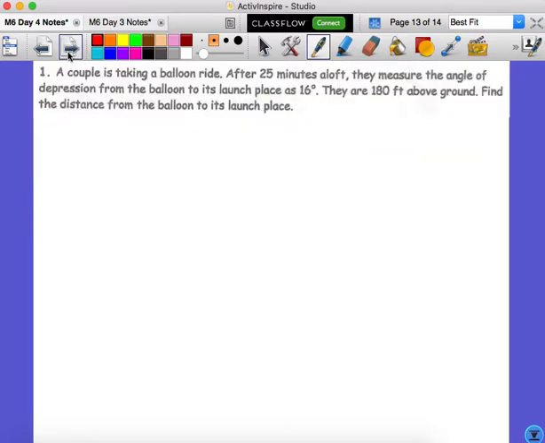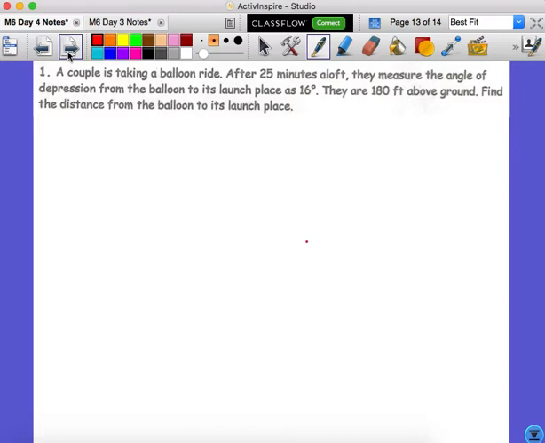So, our main goal today is going to be to solve these word problems by drawing our own picture. So it says a couple is taking a balloon ride. After 25 minutes aloft, they measure the angle of depression from the balloon to its launch place at 16 degrees. They're 180 feet above the ground. Find the distance from the balloon to its launch.